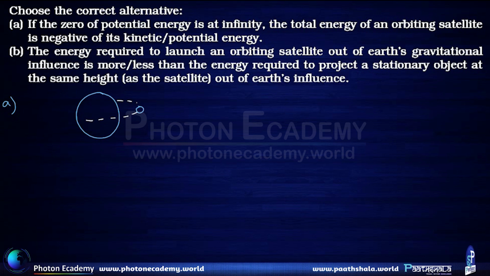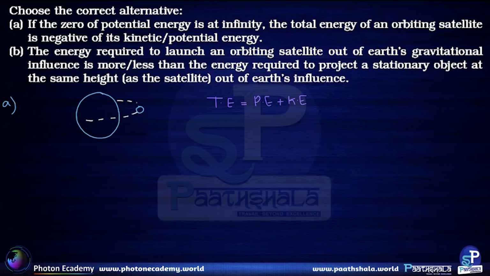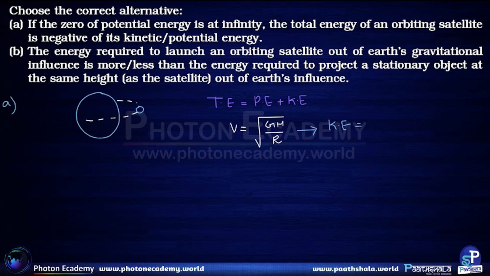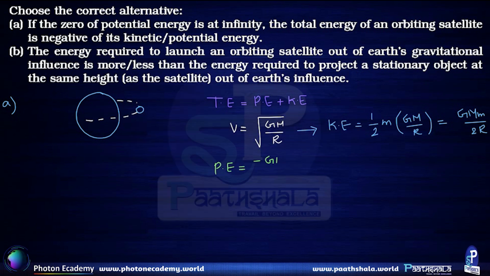So the total energy of this particular satellite will be the sum of potential energy and the kinetic energy. We already know the velocity of this satellite is going to be under root GM by r, and r is the radius of the orbit, and from this we get the kinetic energy to be equal to half m into GM by r, which is GMm by 2r. And we already know the potential energy is minus GMm by r.